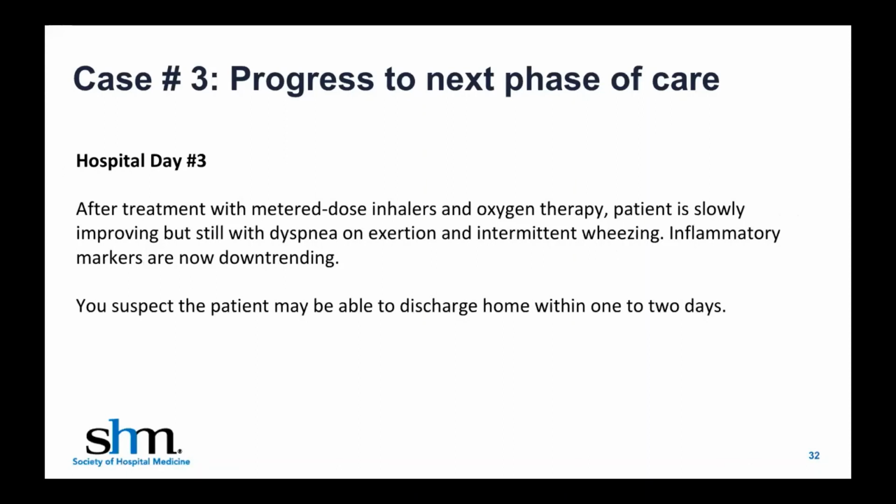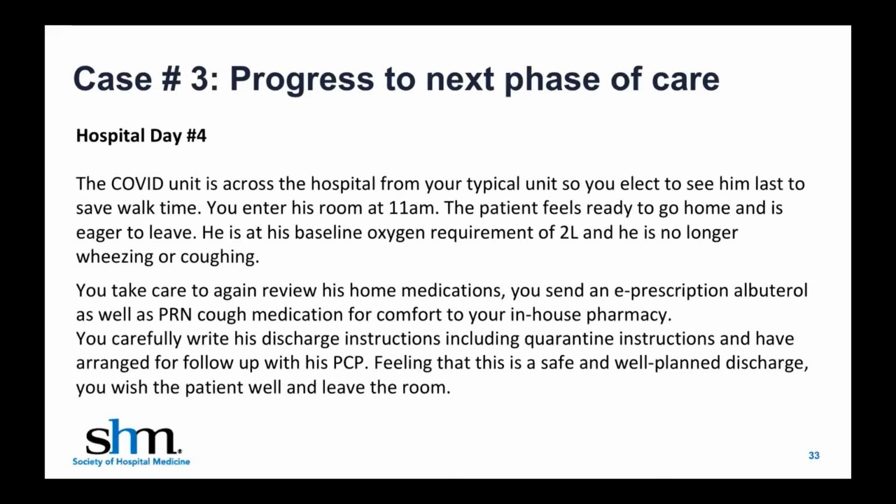On hospital day 3, he's been being treated with metered dose inhalers and oxygen therapy. He's been slowly improving, although he still has a little bit of dyspnea on exertion and intermittent wheezing. His inflammatory markers are getting better, and you think that he'll be able to be discharged in 1 to 2 days. On hospital day 4, you plan to go see him, but the COVID unit is all the way across the hospital from your typical unit, and so you decide to see him last in order to save you some walk time. So you go into his room at 11 a.m.